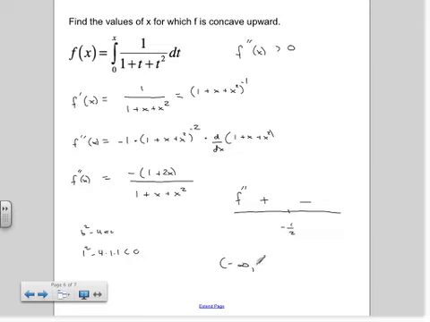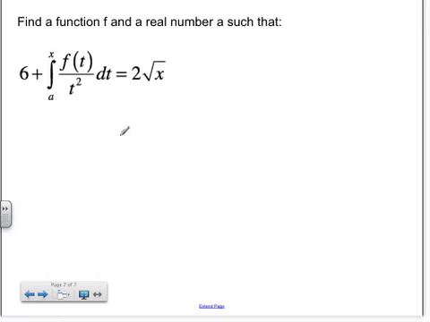And let's look at one more here. This interesting equation asks you to find a function f, so we want the formula for f, and then find the real number a so that this is true. And to get f out of this integral, I need to somehow wipe out the integral, and we'll do that by taking the derivative of both sides.